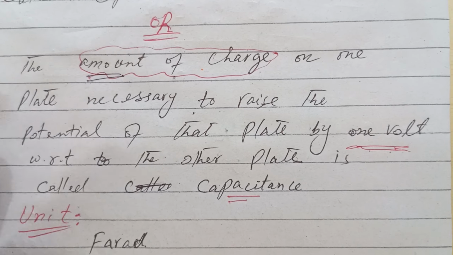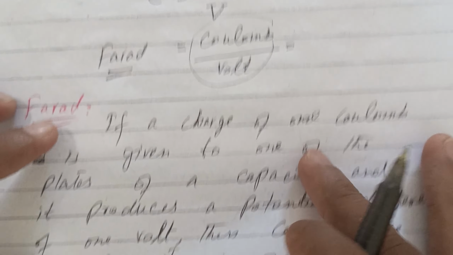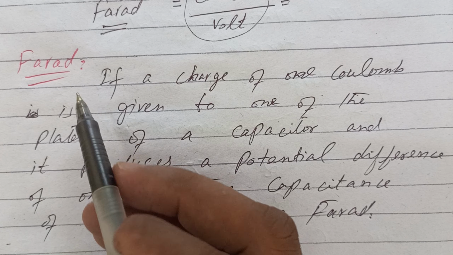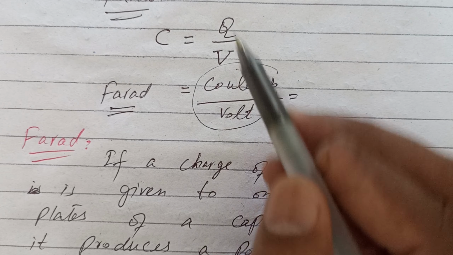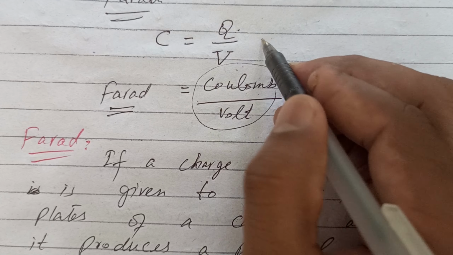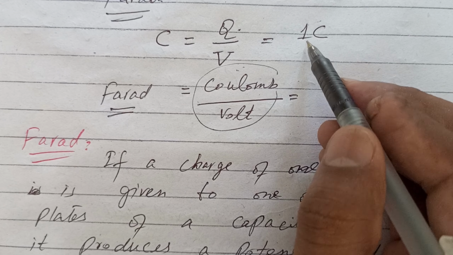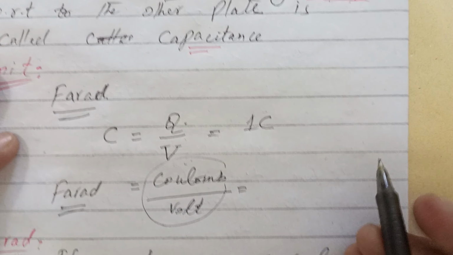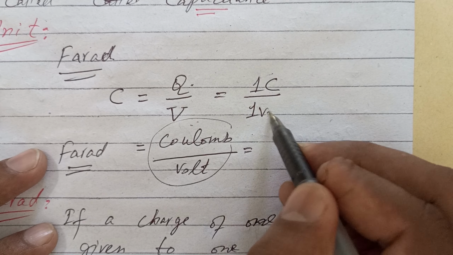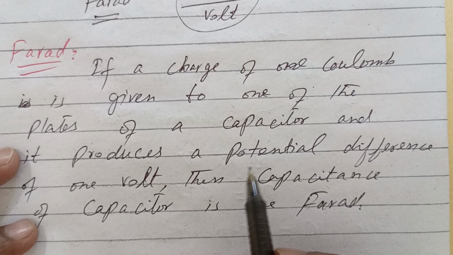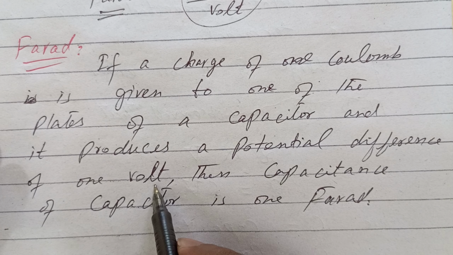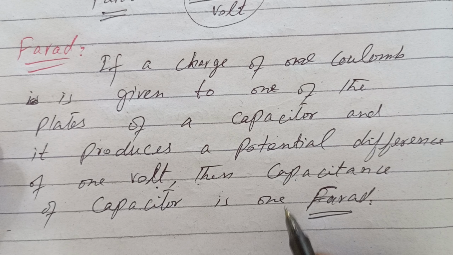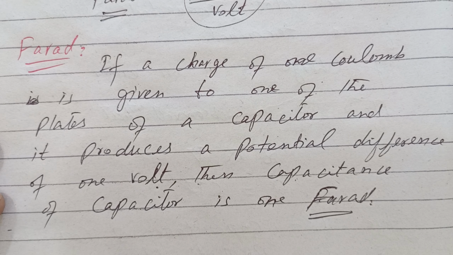This definition of capacitance and the definition of farad are almost similar. So the farad is defined as: if a charge of 1 coulomb is given to one of the plates of a capacitor, and this charge on the plates of the capacitor produces a potential difference of 1 volt, then the capacitance of the capacitor is 1 farad. So this is the definition of the SI unit of capacitance, which is the farad.